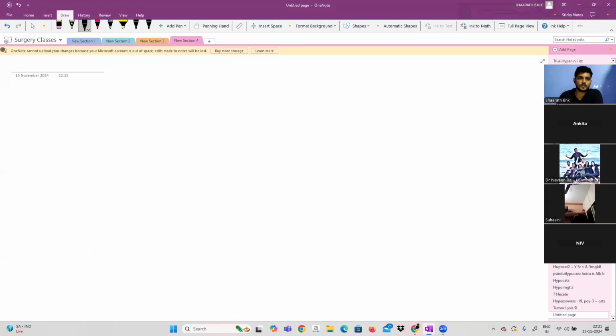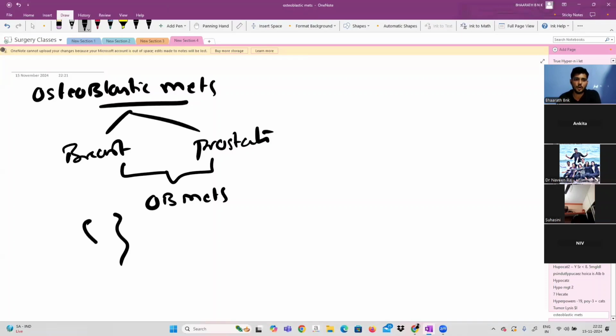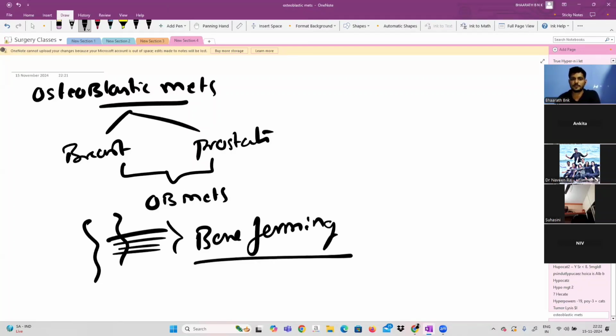Next would be osteoblastic mets. Right? So these mets are mainly in females from the breast tumors and from the prostate tumors. And when they metastasize, they will produce osteoblastic mets. And these mets will use up all the calcium in the blood to form the bone. So they are bone forming mets. To form more bone, they need more calcium. So that will reduce the serum calcium levels. So that is how the osteoblastic mets, especially from the breast and prostate, will reduce the serum calcium levels.